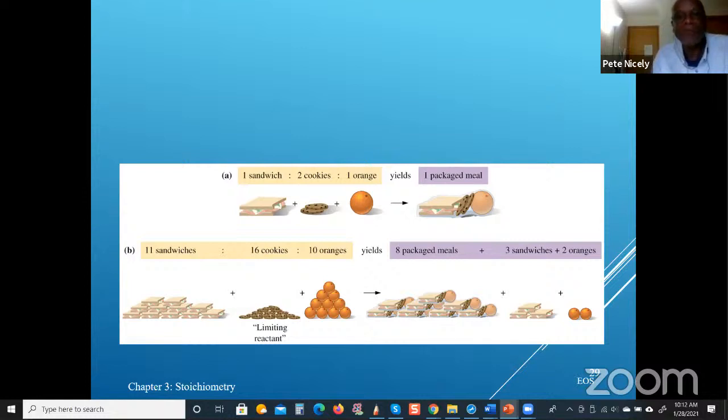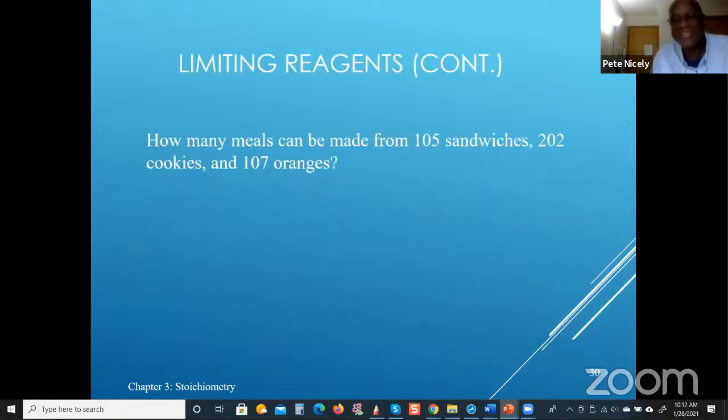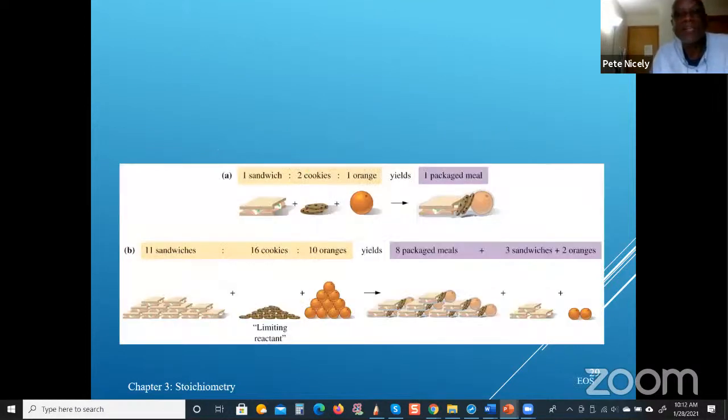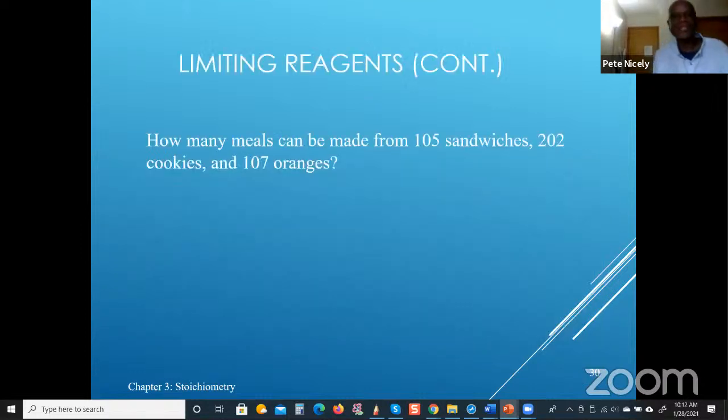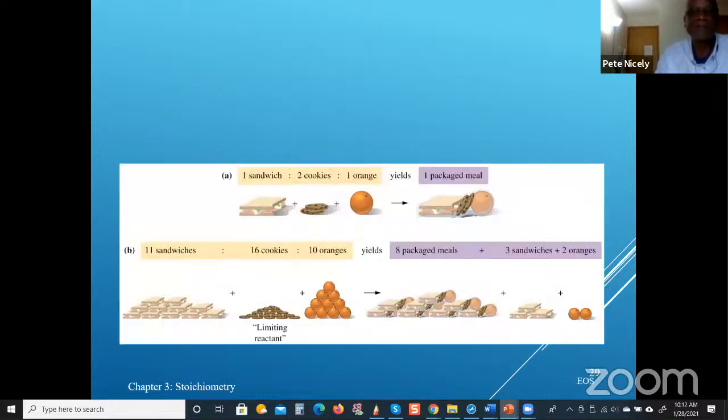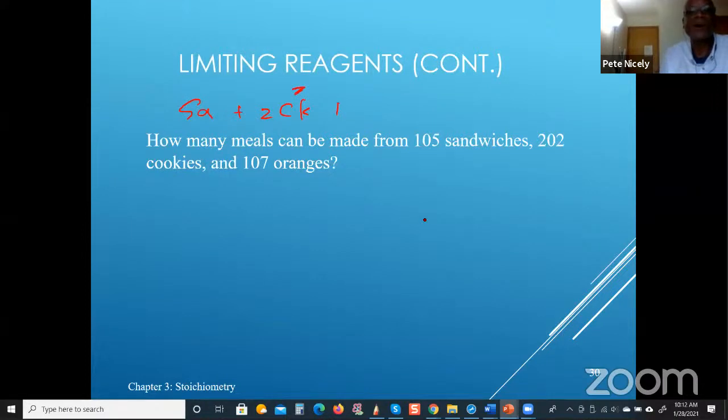Okay, so now we're going to move to another example based on the previous example. Let me write a little equation up top just to remind ourselves of the combination. It is 1 sandwich, I'm going to use SA to represent sandwich, plus 2 cookies, I'm going to use CK to represent cookies, plus 1 orange, I'm going to use OR to represent orange, gives CM, which represents complete meal. So that's the equation we're working with.